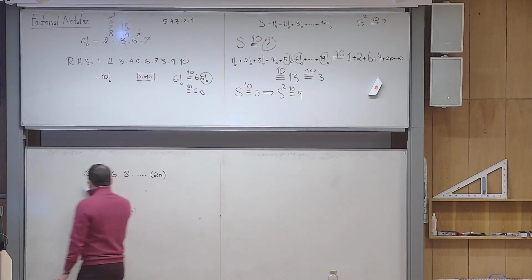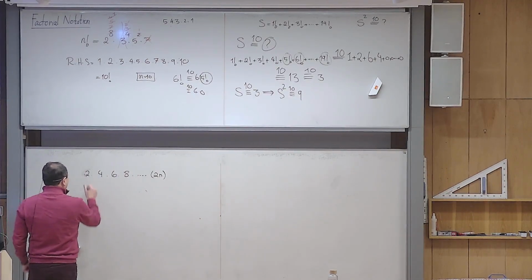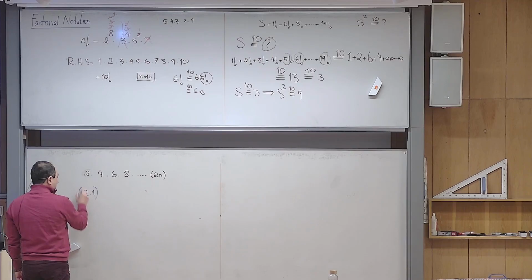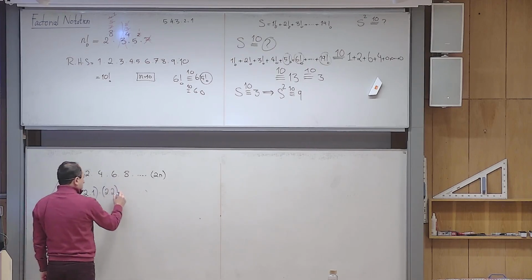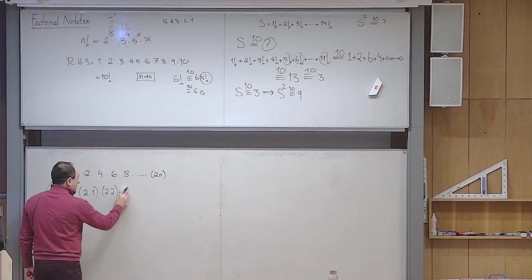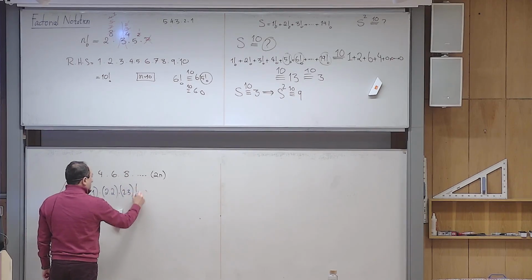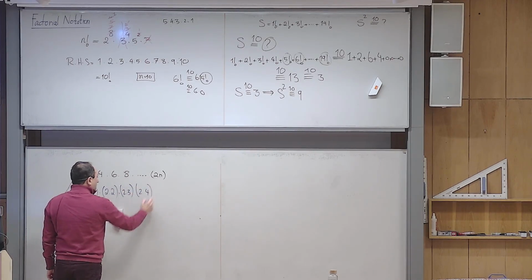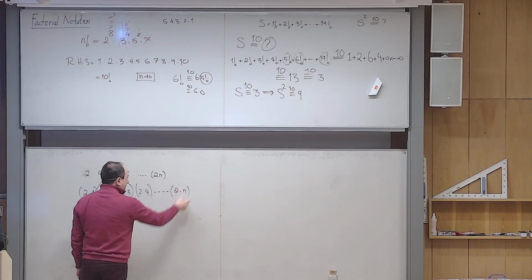So the idea is this. Instead of this first 2, you can imagine in your head 2 times 1. Instead of 4, you can imagine it as 2 times 2. And instead of 6, you can imagine 2 times 3. And for 8, you imagine 2 times 4. And of course, up to the very end, it is already written as 2 times n.